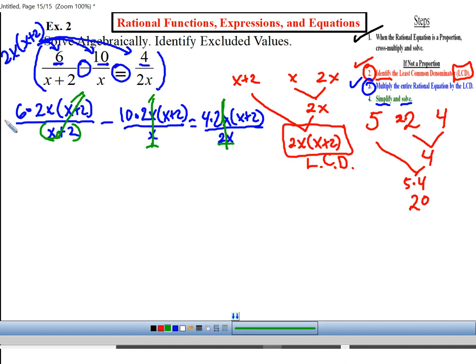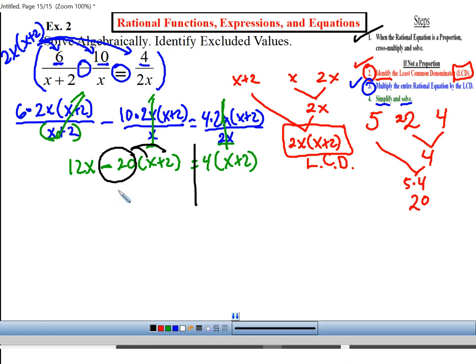All right. So what do I have left over here? What is 6 times 2x? 12x. Minus, what is 10 times 2? That's 20. Times x plus 2 equals, what is 4? I'll leave it as 4 times x plus 2. Did we get rid of the fractions? Yes. Now can we work with this? Yes. Let's get started. Can we simplify the left side more? Yeah, I'm going to distribute this negative 20 in here, so that gives me negative 20x, negative 40.